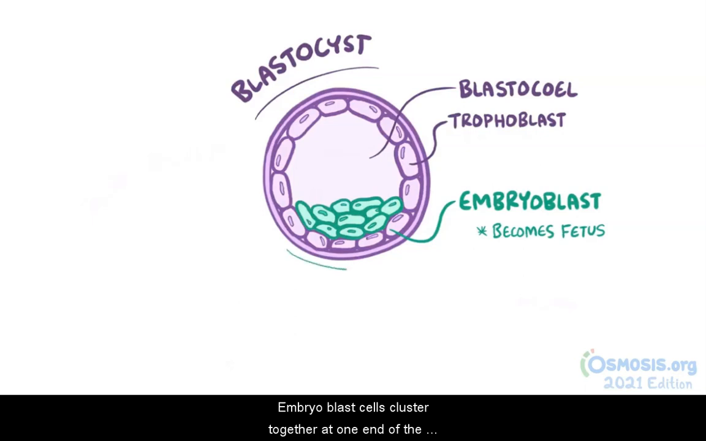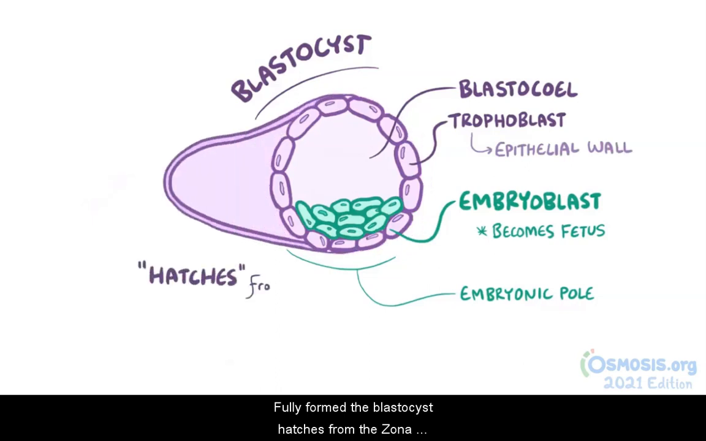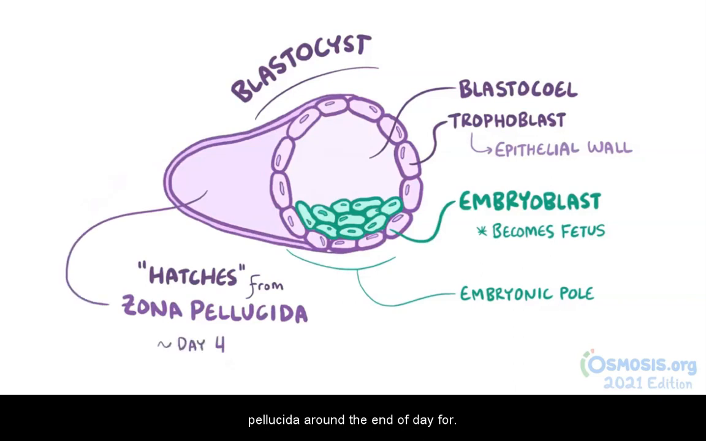The embryoblast cells cluster together at one end of the blastocyst in an area called the embryonic pole. Meanwhile, the trophoblast cells flatten out, forming a barrier called the epithelial wall. Fully formed, the blastocyst hatches from the zona pellucida around the end of day 4, and is ready to attach itself to the wall of the uterus.